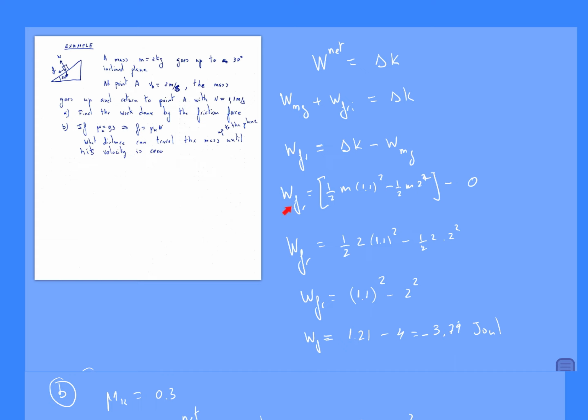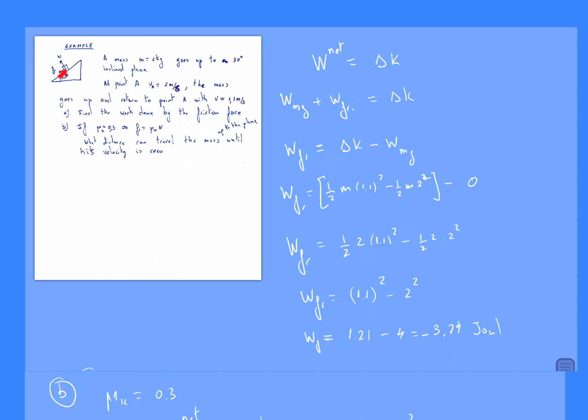So the work of the friction will be the change in the kinetic energy. I know the mass, the final velocity, and the initial velocity, 2 squared. If you make the calculation, the work of the friction will be about minus 3.79 joules, and it's negative as we expected. The second question says, if the coefficient of friction is 0.3, we know that the friction force is mu sub k, the dynamic coefficient, times the normal. What distance can the mass travel until its velocity is zero?